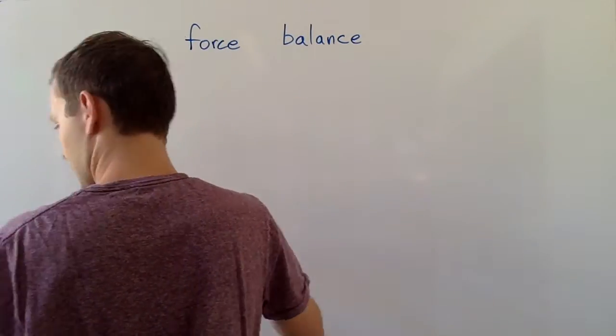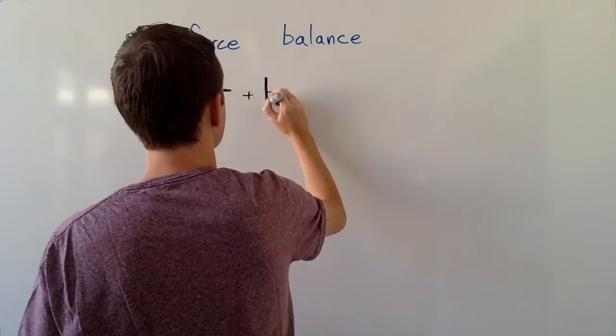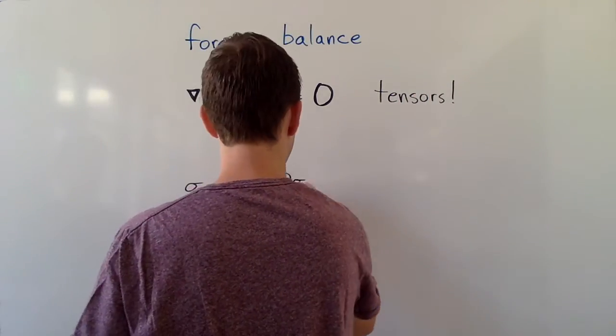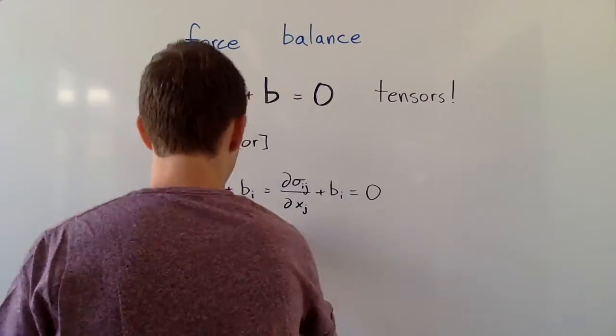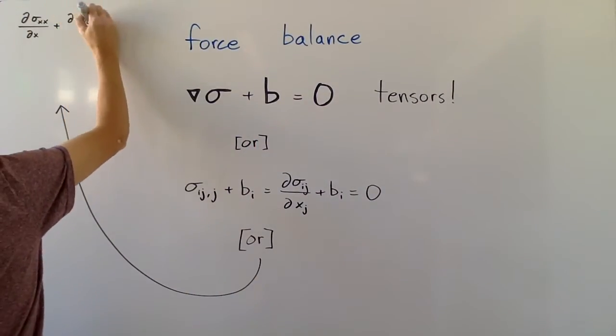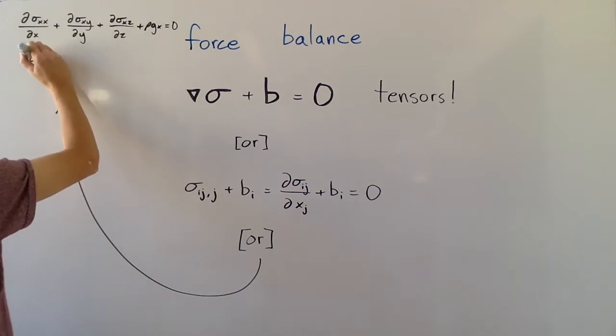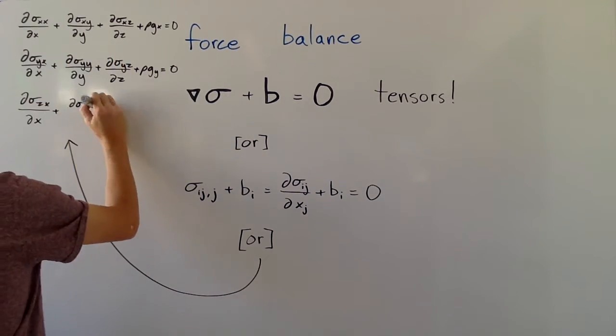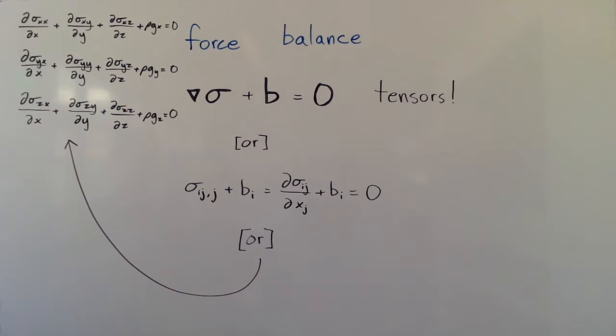The next contribution to the field equations is the force balance equation, describing all of the forces acting on a given volume of ice. In this case, the forces are the body force due to gravity, B, and the force contribution from internal stress. This equation can be expressed in index notation as follows, or it can be expanded component-wise as shown in the top left corner.